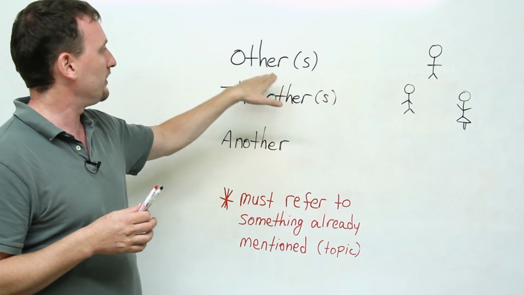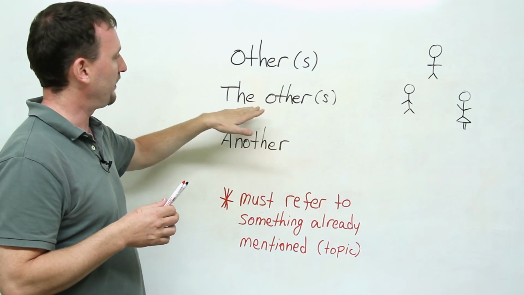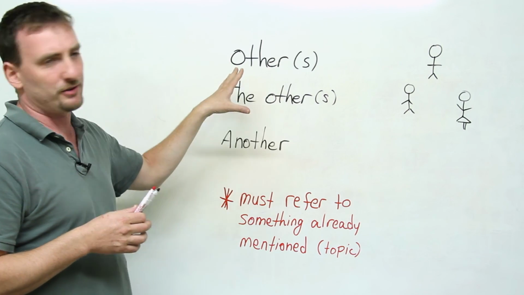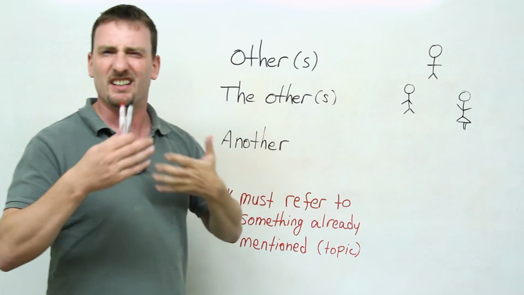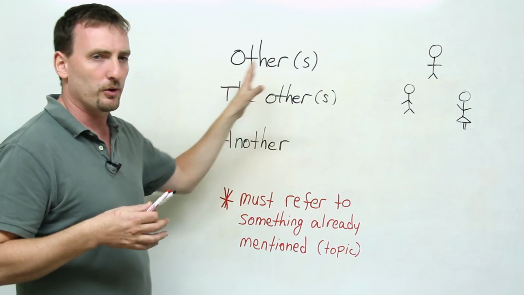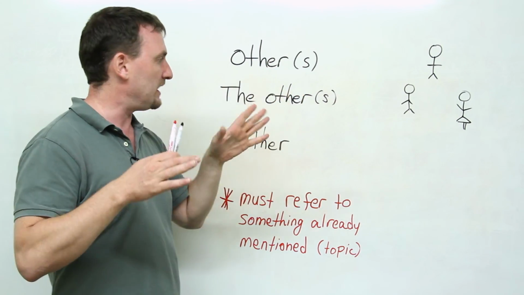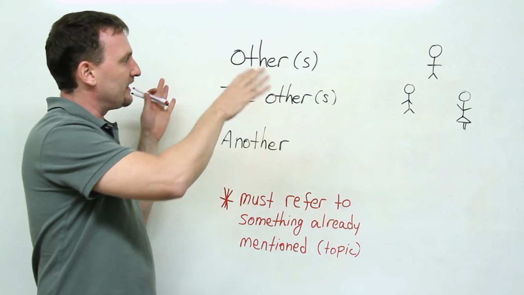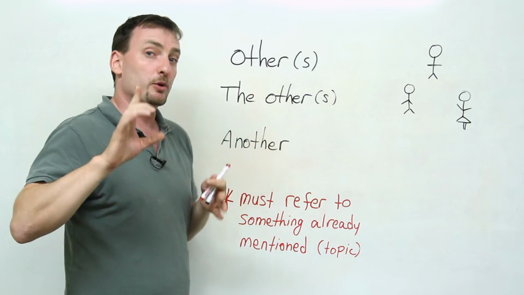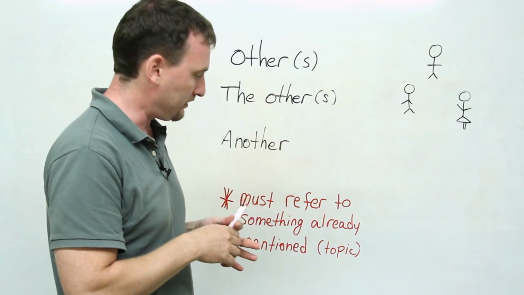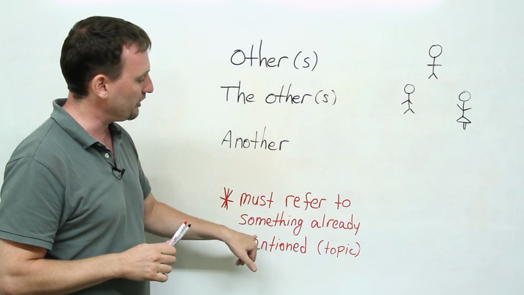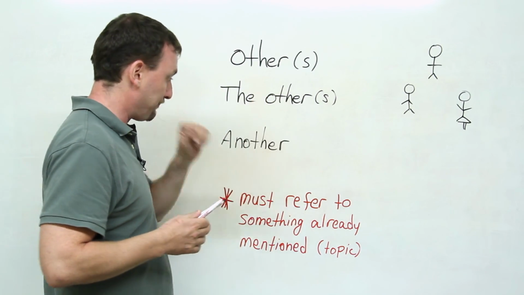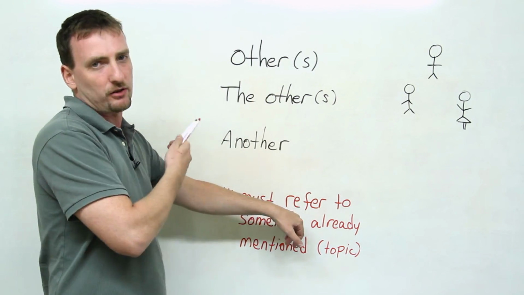We're going to be looking at the word other, others, the other, the others, and another. Okay? Many students ask me how to use these words because they seem a little bit confusing. They don't know the numbers that go with them, but not to worry, we'll clear all this up today. Before we begin to look at each one individually, the most important thing to remember about these words is that they must refer to something already mentioned, whatever the topic is. Refer means point back to.